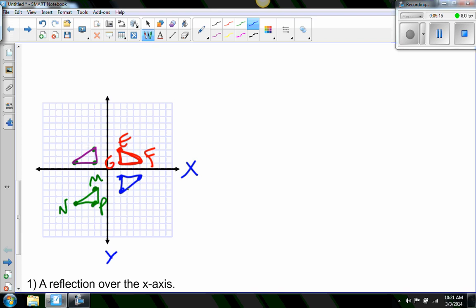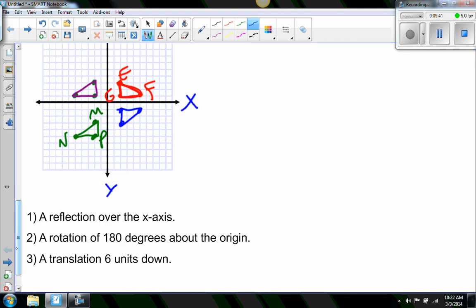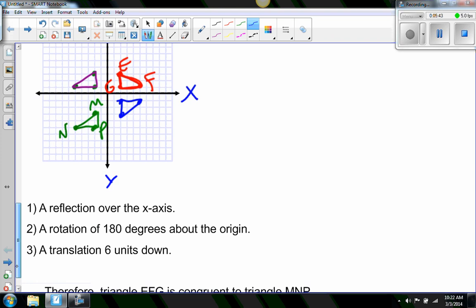So how are they getting there? It's upside down on this one, and then it's straight up on this one. Looks to me like they're rotating, right? If we rotated it 90 degrees counterclockwise, it'd be here. Rotated it another 90, it'd be there. So we're rotating it 180 degrees around the origin. Once I get it over here, then I'm just sliding it down. Translation 6 units down. So those are my 3 steps, right?